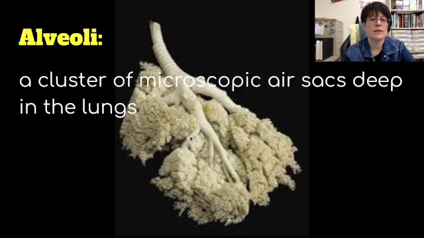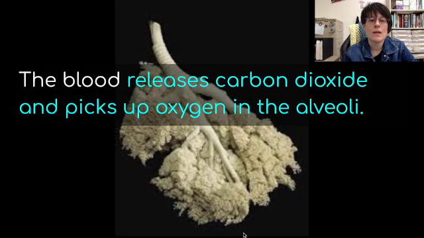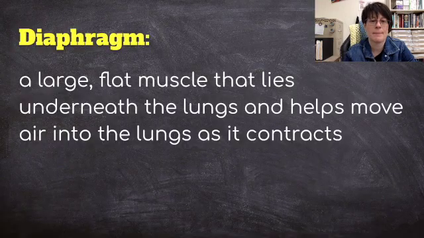The alveoli are a cluster of microscopic air sacs deep in the lungs. This is where the gas exchange with capillaries takes place. The blood releases carbon dioxide and picks up oxygen in the alveoli. The alveoli have capillaries around them for that diffusion to take place.